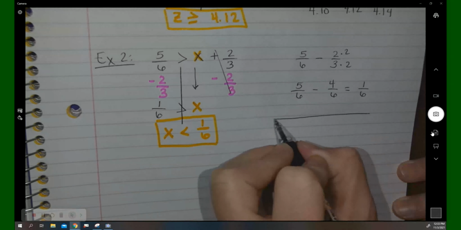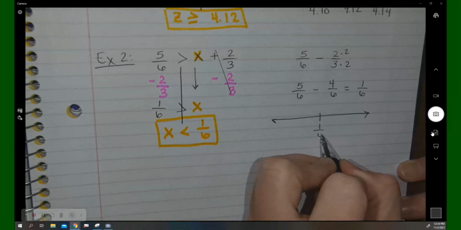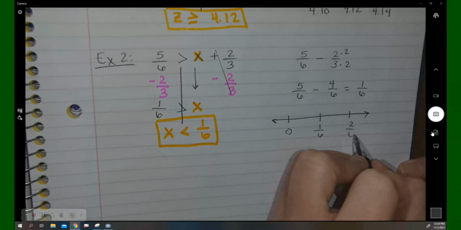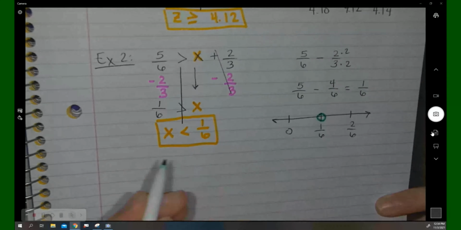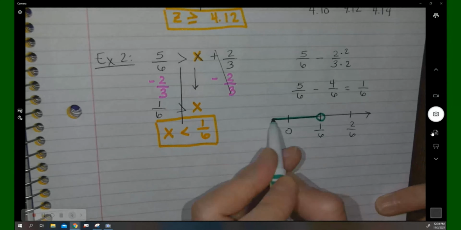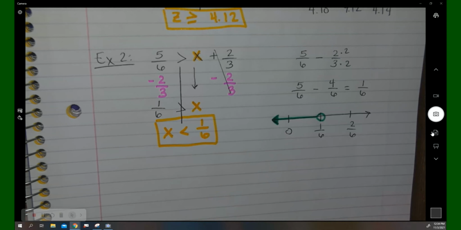So I draw out my number line here. 1/6. So I'll go down to 0, and I'll go up to 2/6. Sure, I could reduce it to 1/3, but since I'm already looking at sixths, sometimes it's a little bit easier if my number line is written the same way as well. All right, so for this one, we have an open circle at 1/6, and x is smaller than 1/6. So everything to the left.